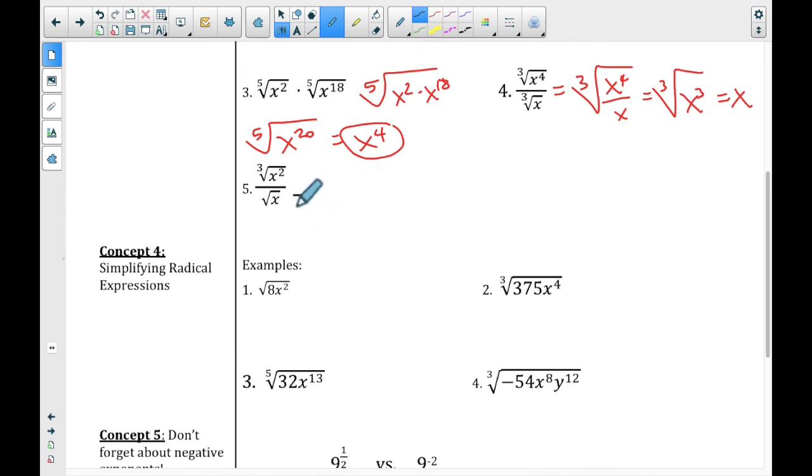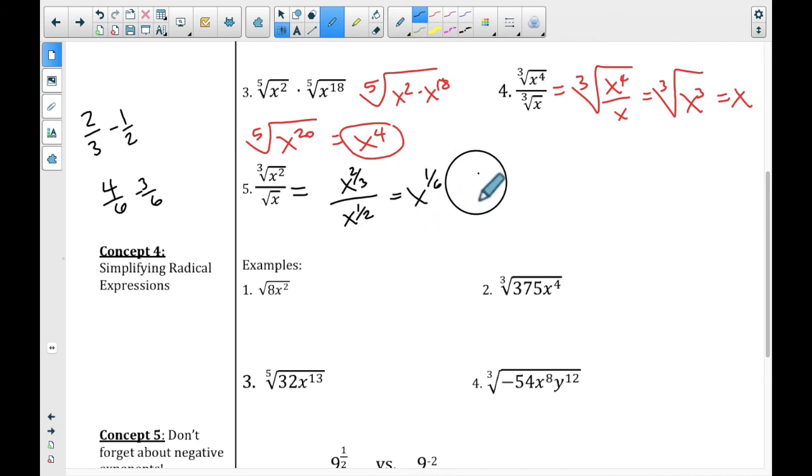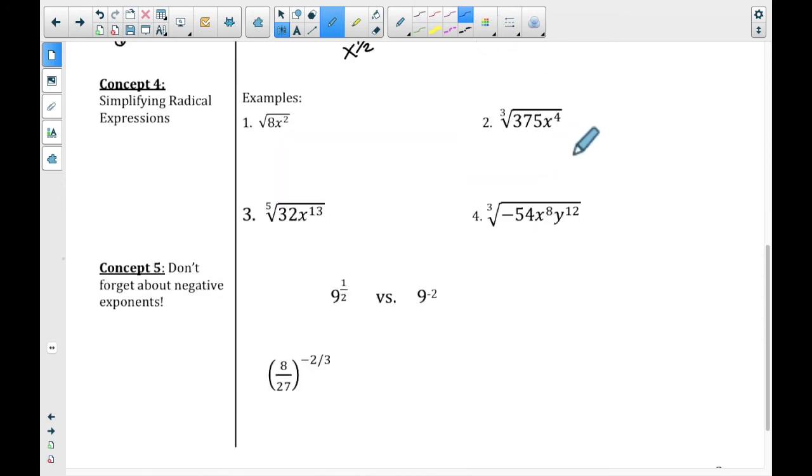Now this one down here at the bottom, that one actually can't be simplified. Well, I guess you could. You could say x to the 2/3 over x to the 1/2. And remember, if we do this, we subtract. So then your question is, okay, what's 2/3 minus 1/2? Well, that's 4/6 minus 3/6. That is 1/6. So you could say that this is x to the 1/6 power, or the 6th root of x.